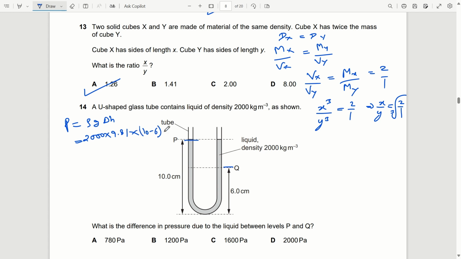It will come out in centimeters, so multiply by 10 raised to power minus 2, because here we are taking meter cube per meter cube. So on solving you will get pressure will come out to be 780 Pascal after rounding off.